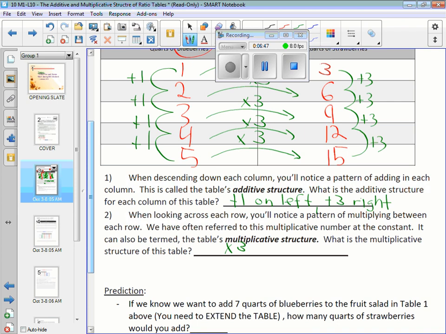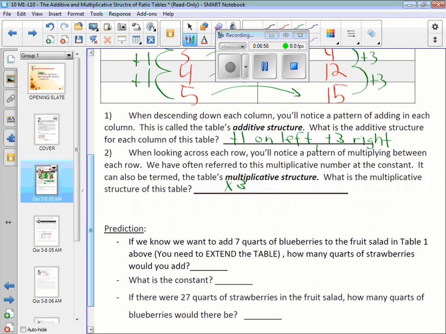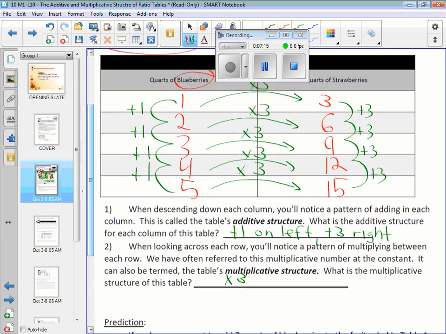Once you know what the additive pattern is and what the multiplicative pattern is, you can find any equivalent ratio. So what they ask you to do here is, what if you have seven quarts of blueberries? How many quarts of strawberries would you need for that? If you know the multiplicative and additive patterns, you could do it in your head, or extend the table, even though there's not enough room here. Here's 6 quarts, and here's the 7 quarts that they're asking for. So 7 quarts of blueberries means how many quarts of strawberries?